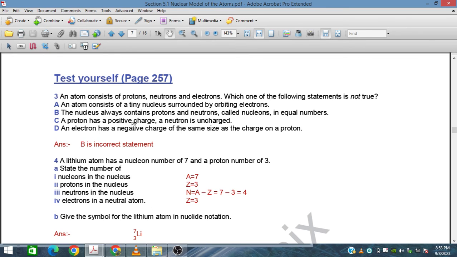A proton has a positive charge and a neutron is uncharged. This is correct. The electron has a negative charge of the same size as the charge of a proton. This is also correct. So statement B is incorrect.